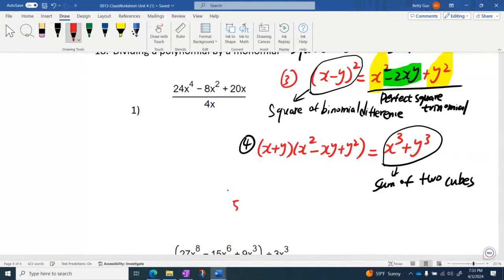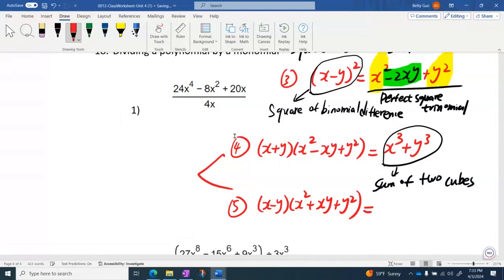Number 5 is related to number 4. I would recommend that you memorize number 4 and number 5 together. So x minus y times x squared plus xy plus y squared. Notice how I change the sign? This is a plus, this is a minus. This is minus, this is plus. On the right side we're going to have x cubed minus y cubed. This is minus.